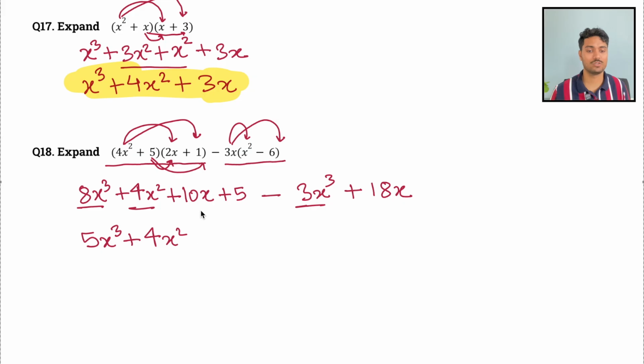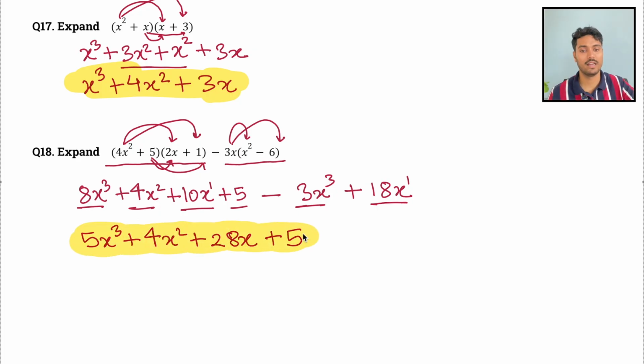Now 10x, so x to the power 1. So now we have to see whether there is any term whose power of x is 1. So we have 18x. So 10x plus 18x will become 28x. And lastly, constant term 5. And there's only one term, so plus 5. So we have 5x cube plus 4x square plus 28x plus 5. And this is our final answer.